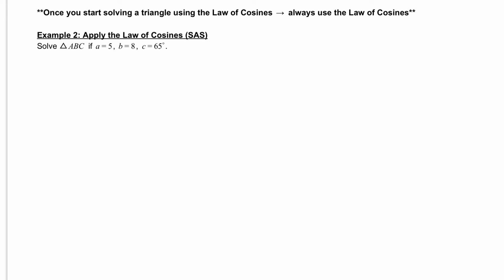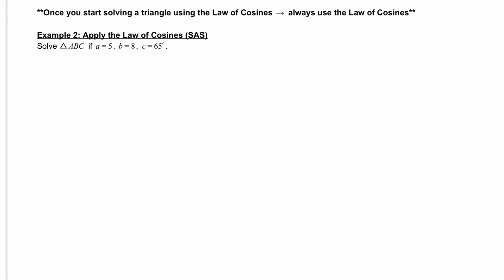One rule of thumb before we get to example 2 is once you start solving a triangle using the law of cosines, always use the law of cosines. Otherwise, you have to worry about those ambiguous cases with the law of sines. So if you're going to use the law of cosines for one angle, make sure you use it for everything else as you start solving. So let's look at example 2.